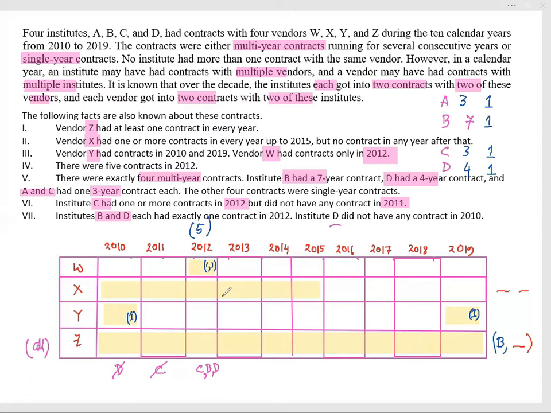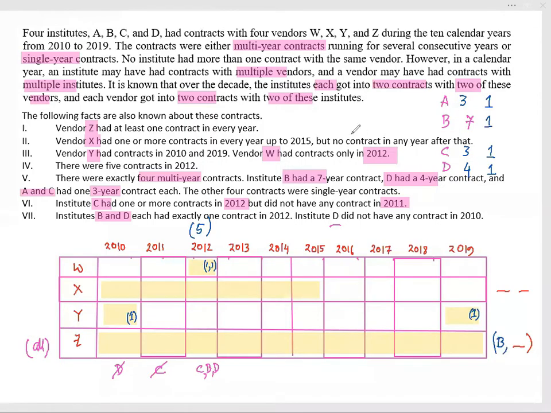That means in case of X, that is the most important part. In the vendor X, 2 multi-year contracts. In this case, C cannot be. If C needs to be in a multi-year contract with X, I can find C needs to be from 2010 onwards. 2012 onwards, it cannot be. So C in a multi-year contract, in case of X, is not possible.